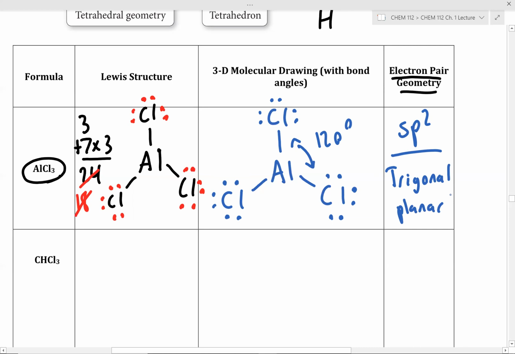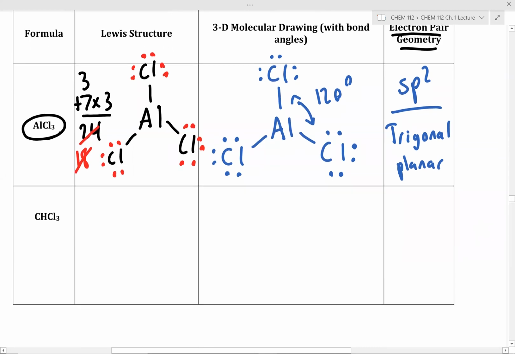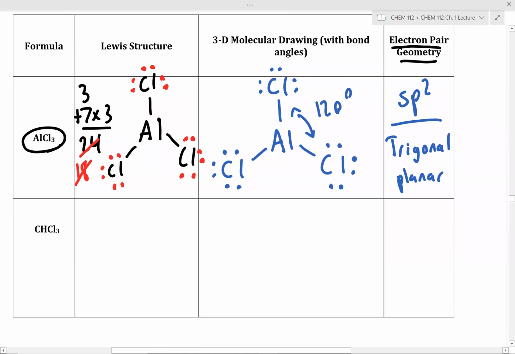Perfect, perfect. So what I'd want you to do now is to tackle this second example. I'd like you to draw a valid Lewis structure, and I really want you, when you draw your 3D molecular drawing, to have your drawing reflect the actual shape of your molecule.